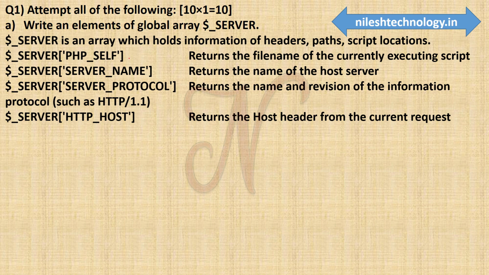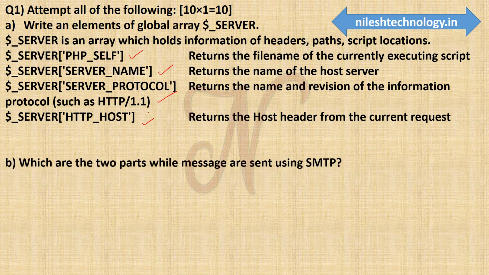$_SERVER in square brackets PHP_SELF returns the self file name, then SERVER_NAME returns the host server name, then here they print the protocol and version, and here it returns the host header. So these are some global array elements.